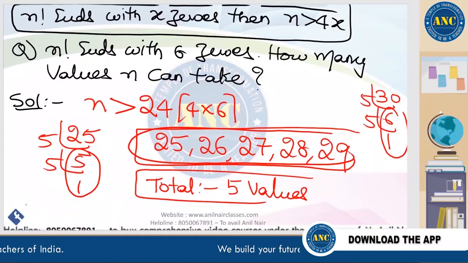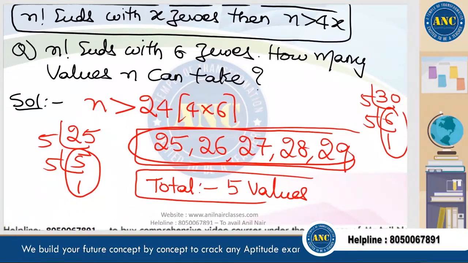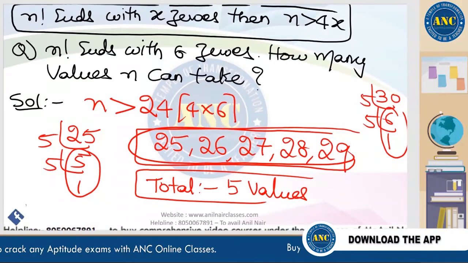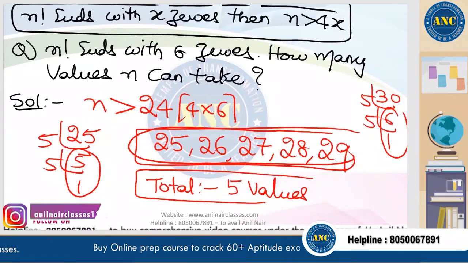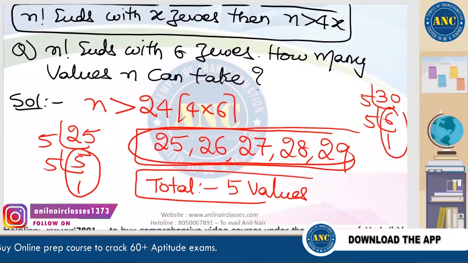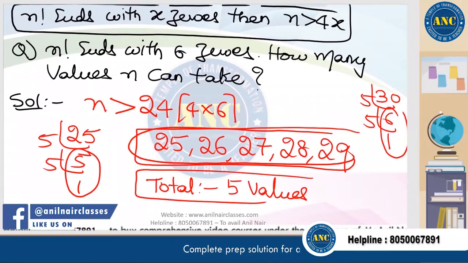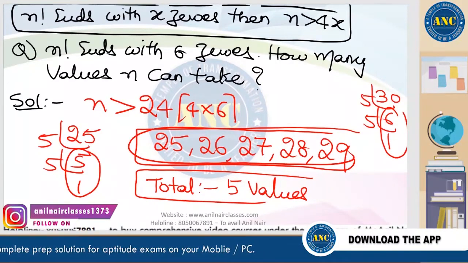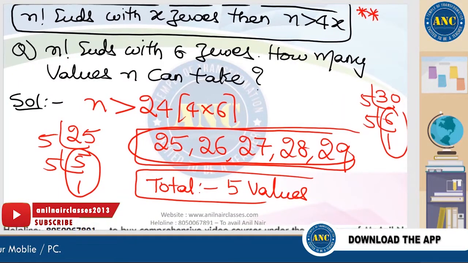Are you all with me? Total 5 values you got. Any doubt in any of these logic? N factorial ends with x zeros, n should always be greater than 4x. So n is greater than 24. What is the multiple of 5 greater than 24? 25, 26, 27, 28, 29. So the answer is 5 values. A few more questions we will solve based upon this model, where the number of zeros is given and at the end we are finding the number.